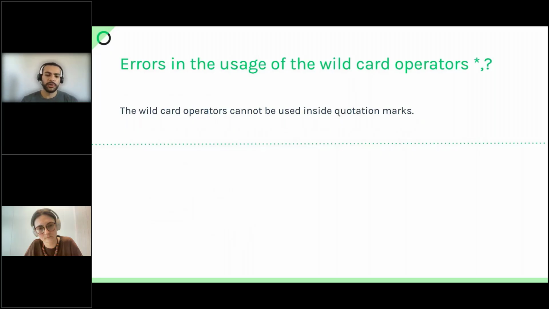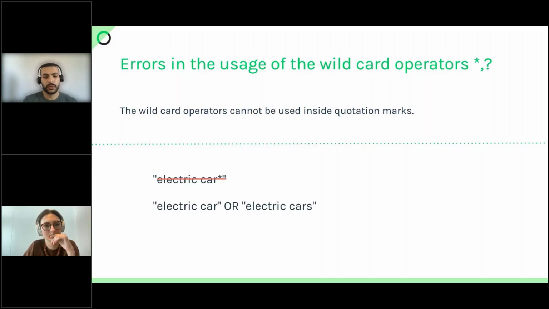Also, wildcard operators must not be placed inside quotation marks, because any operator placed inside quotation marks becomes plain text or plain characters, and it will no longer be recognized as a Boolean operator. And here we have an example of electric car with the asterisk placed at the end of car. If you want to capture both the singular and plural form of this phrase, you should add them separately. So we should have electric car OR electric cars.